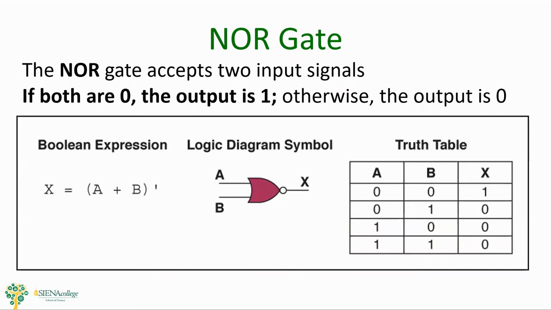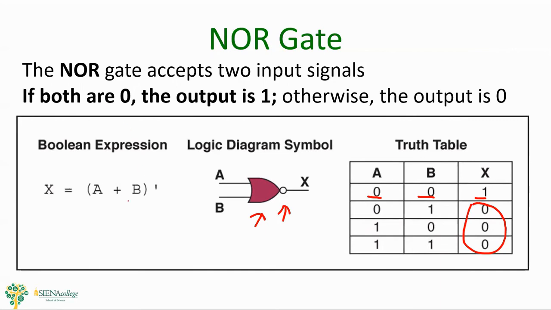The NOR gate. NOR gate has the opposite output of an OR gate. A NOR gate, if both inputs are 0, the output is 1. A NOR gate will have a 0 for the output in all other cases. The logic diagram for a NOR looks just like an OR, followed by our NOT symbol. So a NOR gate is a NOT OR. It takes the OR's output and negates it.